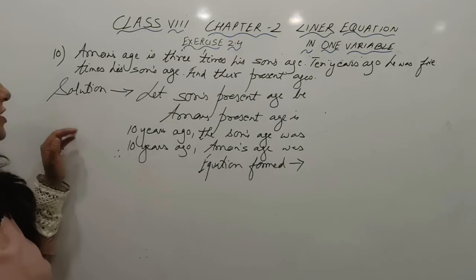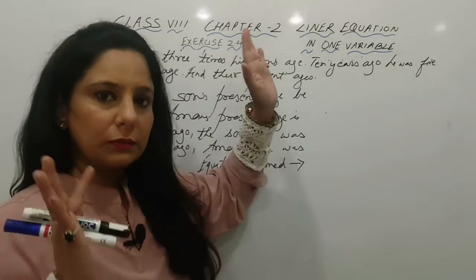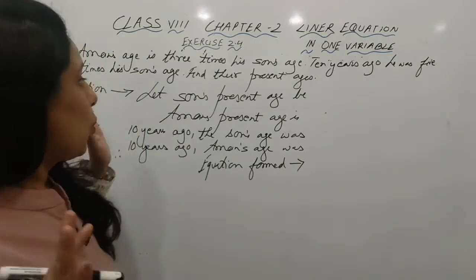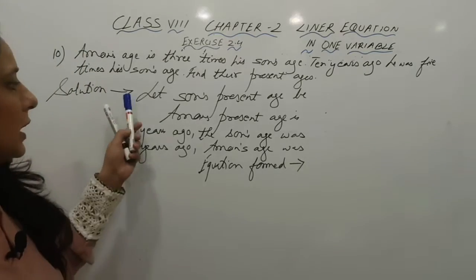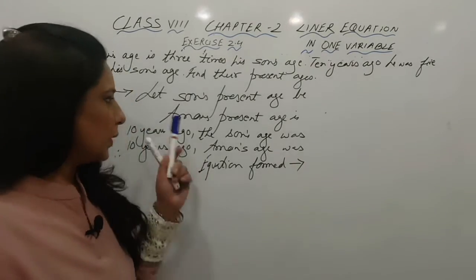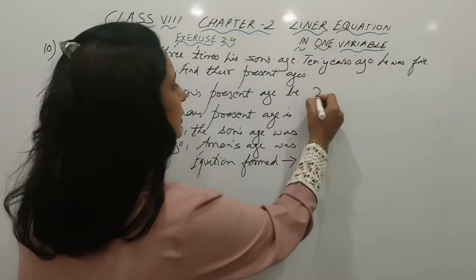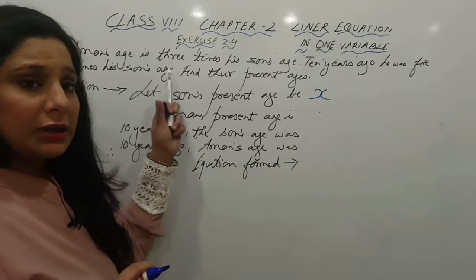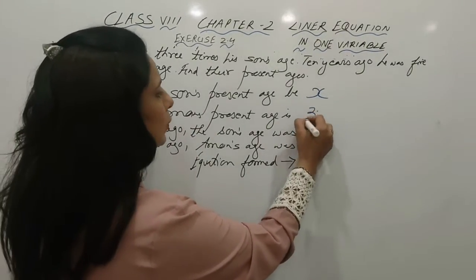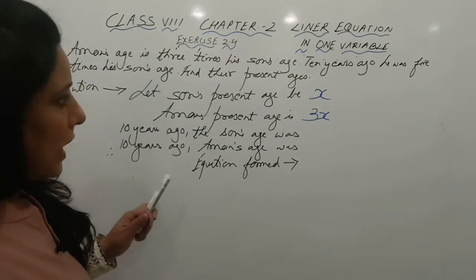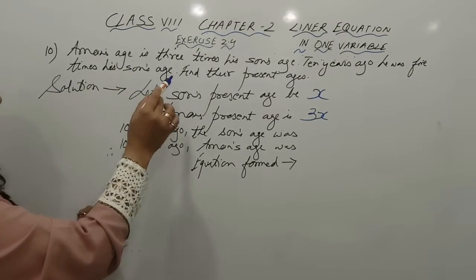Let's read the 10th question. Aman's age is 3 times his son's age. Stop. Pause. What is Aman's age? He is 3 times his son's age. That means we will be starting our question with let son's present age be. क्या होगी son की age? X. And Aman is 3 times his son. So what will be the present age of Aman? It will be 3x. Now we'll read further. 10 years ago he was 5 times his son's age.